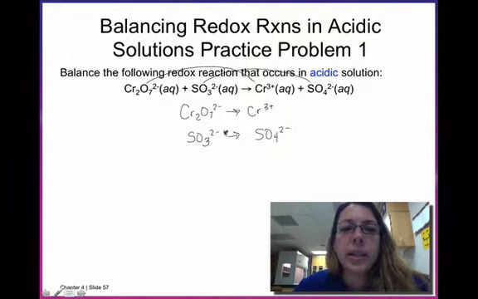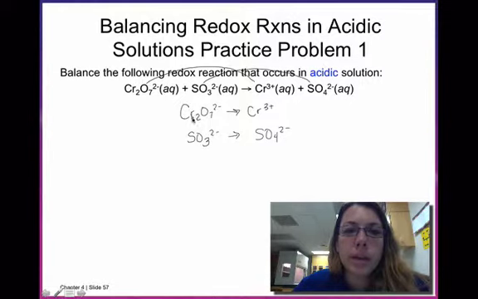I'm going to focus on one at a time. I want to balance everything that's not an oxygen or a hydrogen first. So my chromiums, I have 2 on this side and only 1 here. I'm going to put a 2 out in front. Then I'm going to use waters to balance my O's because I have O's on this side but none on this side. So I have 7 oxygens. That means I need to add 7 waters to this side so that I have the 7 O's over here to balance the 7 O's on this side.